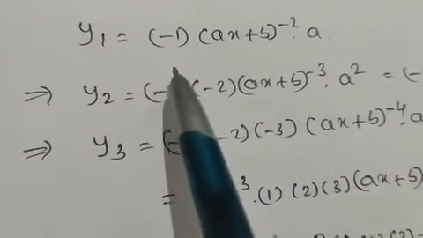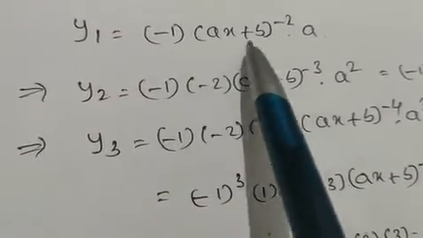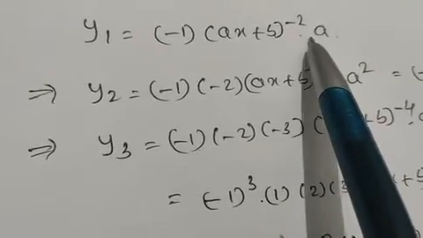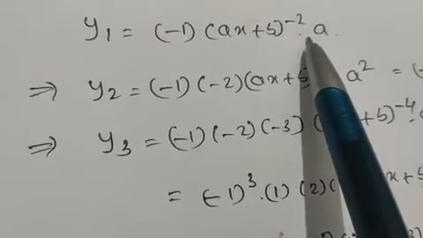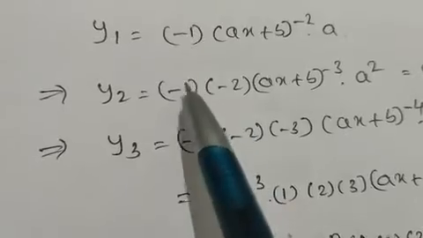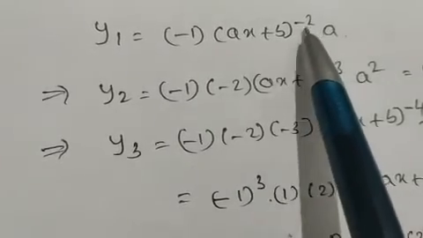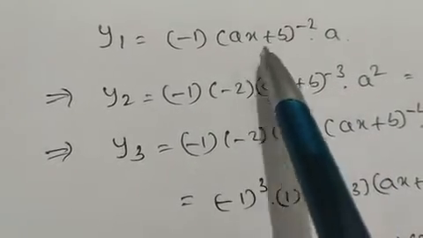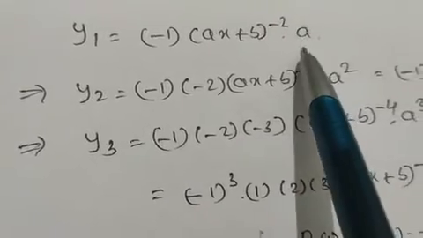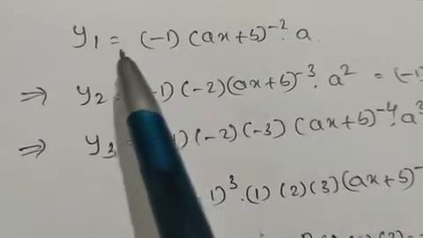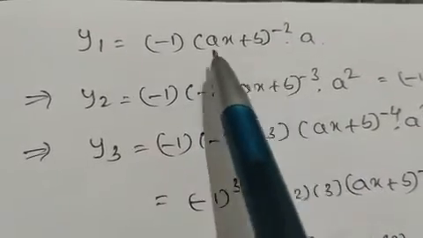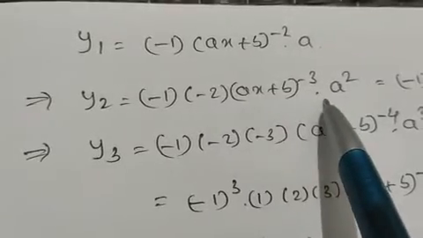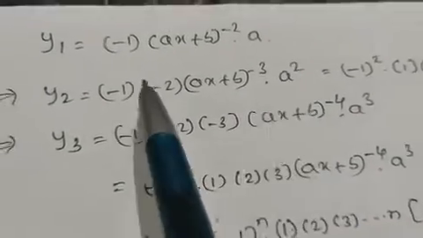y1 is equal to minus 1 into (ax plus b) raised to minus 2 into a. Now differentiate this once again with respect to x. The minus 1 stays as it is; the derivative of (ax plus b) raised to minus 2 is minus 2 into (ax plus b) raised to minus 3, and again the derivative of ax plus b is a, so we get a square.